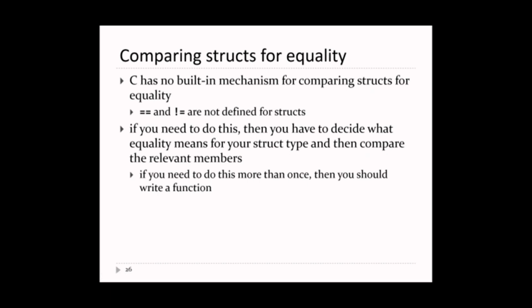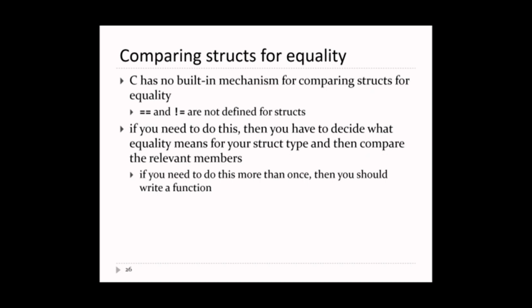So what else can you do with structures? Well, it turns out you can't do a whole lot else with them directly, right? So for example, if you wanted to test, are two structures equal? You can't do it. So if you try to use equals equals or not equals for structure variables, the compiler will end up complaining. It'll say that those operators are not defined for structs. Right? And so there's no built-in test for equality.